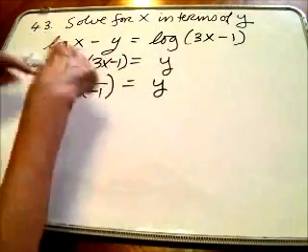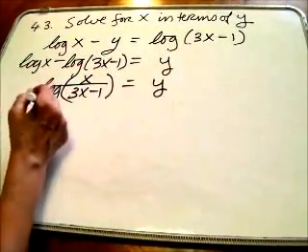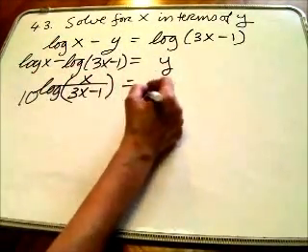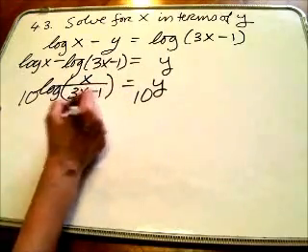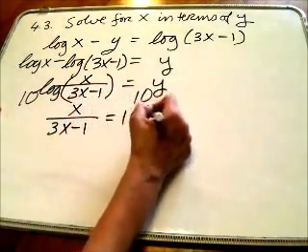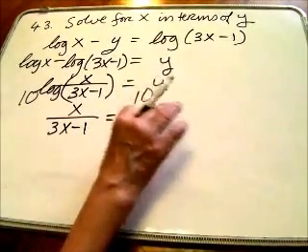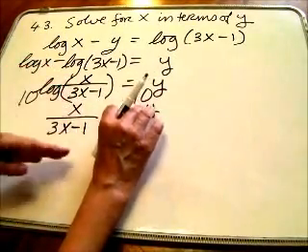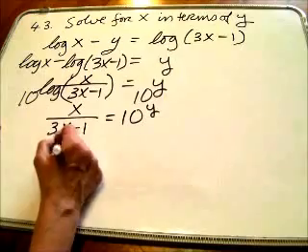But I still have to get x out of there to solve for it. So we're going to do the anti-log on both sides, and that'll give me x over 3x minus 1 equals 10 to the y. And don't worry about this being complicated. Just pretend it's a number. What would you do if it was a number? You would multiply by this, so do the same thing.